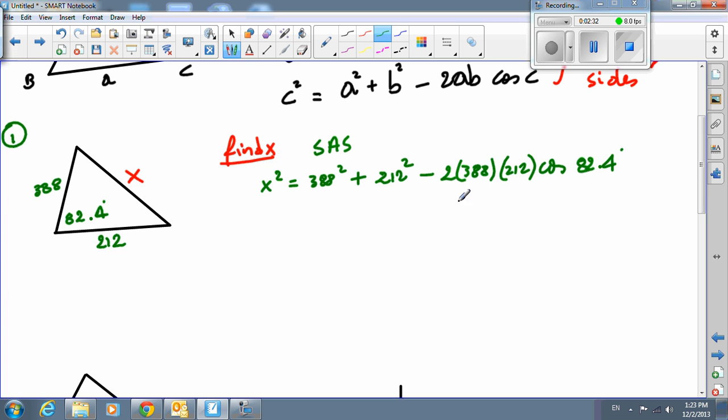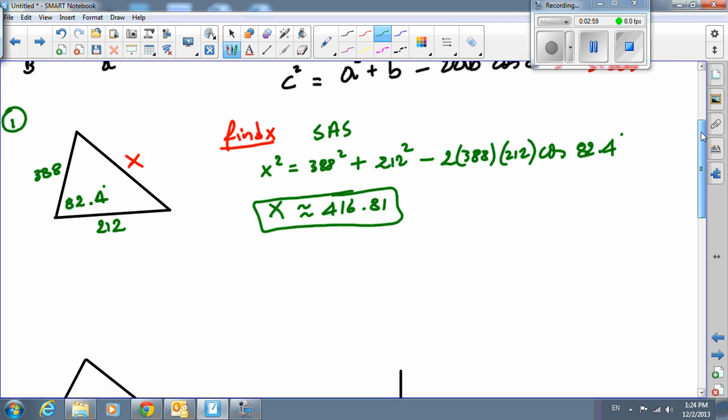You will plug this into your calculator, and your answer should be x is approximately equal to 416.81. Make sure you use the square root once you plug this into your calculator, because once you type it in, you will get the value of x squared, and you need to find the square root of that value. Note that it's a side, so you cannot say plus or minus here, because a length cannot be negative.